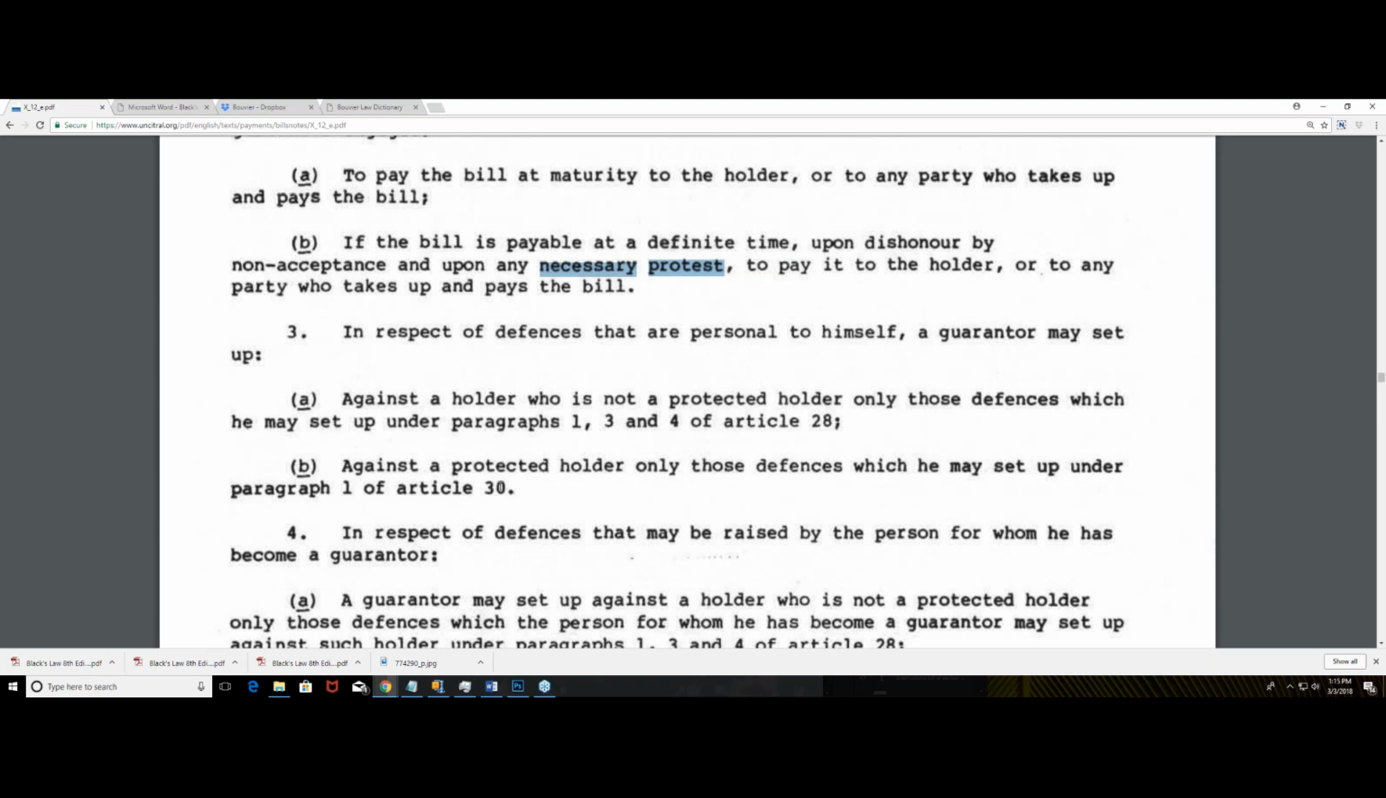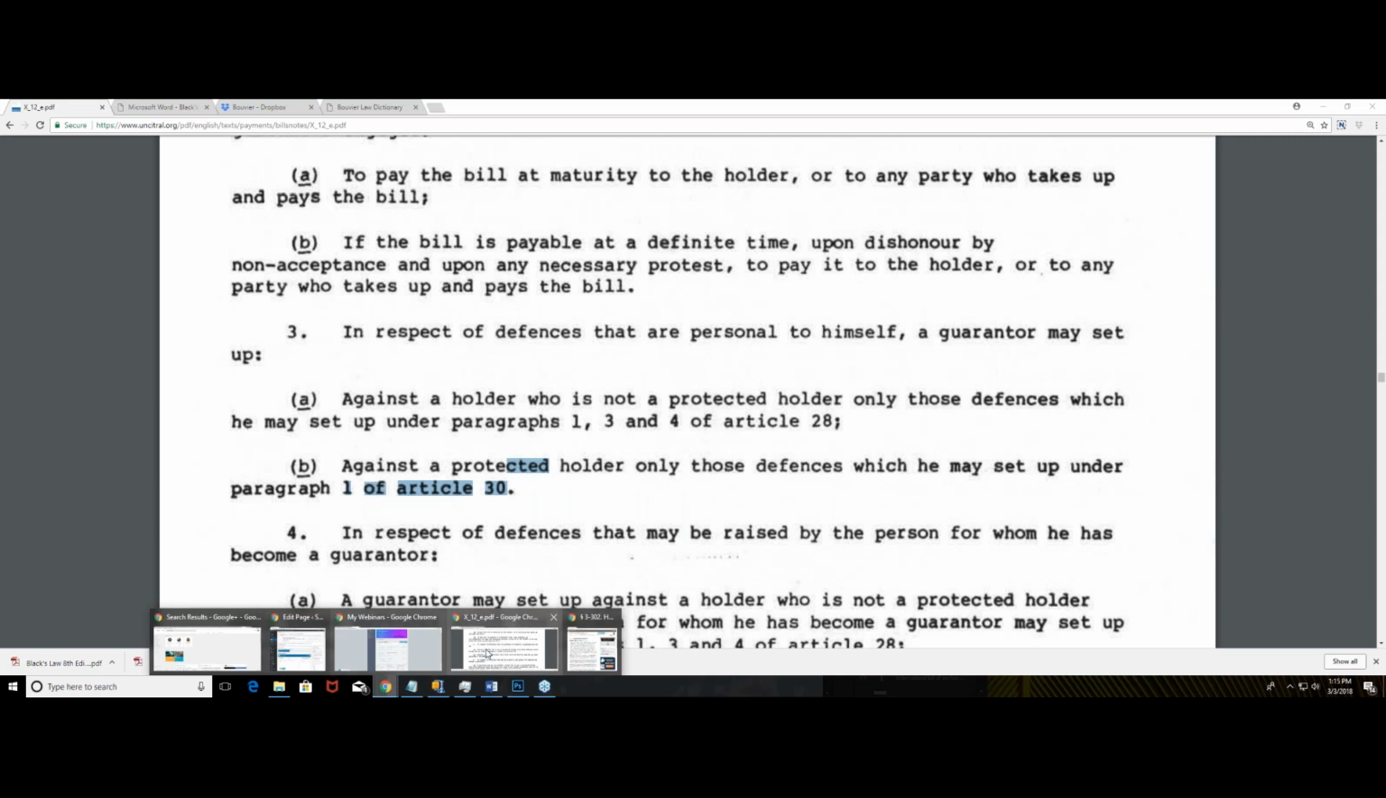And these are protected, and these are the real defenses. They're called real defenses, is what they're referencing, of a holder in due course. All right, and you'll see that in, let me show you those real quick so you know what I'm talking about.